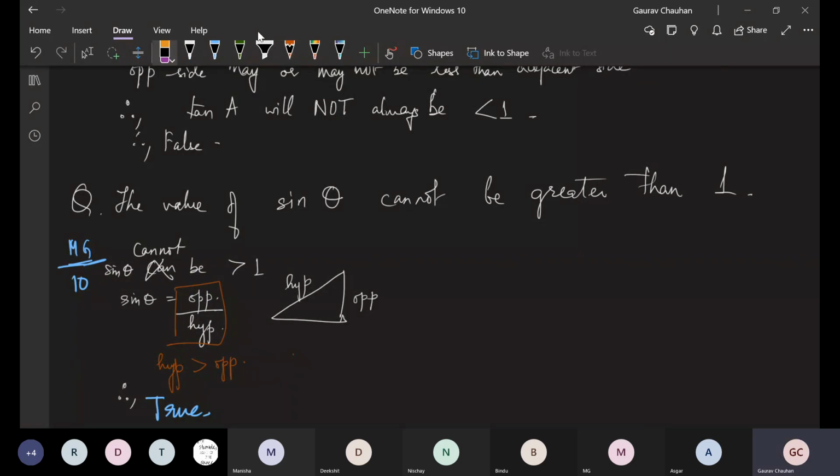Yeah, please write this down. I'll write it as a separate question. Write true or false on this side, and just write this question down. The value of sine theta cannot be greater than 1 is true.